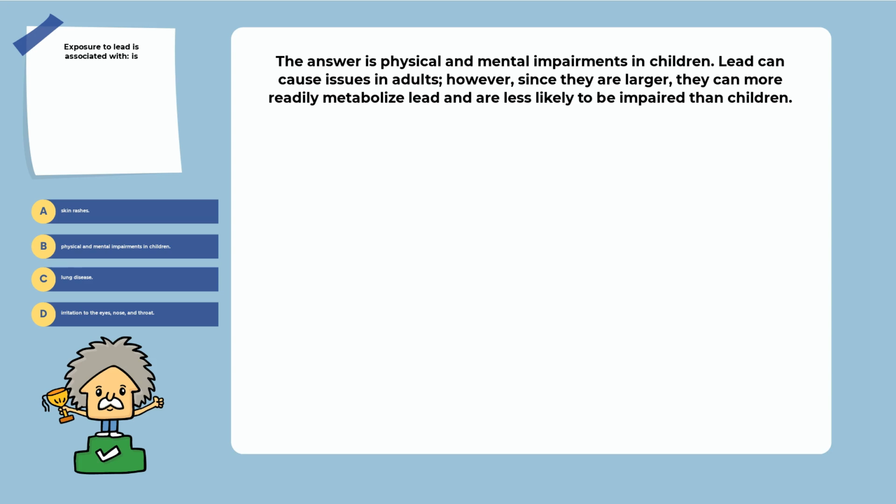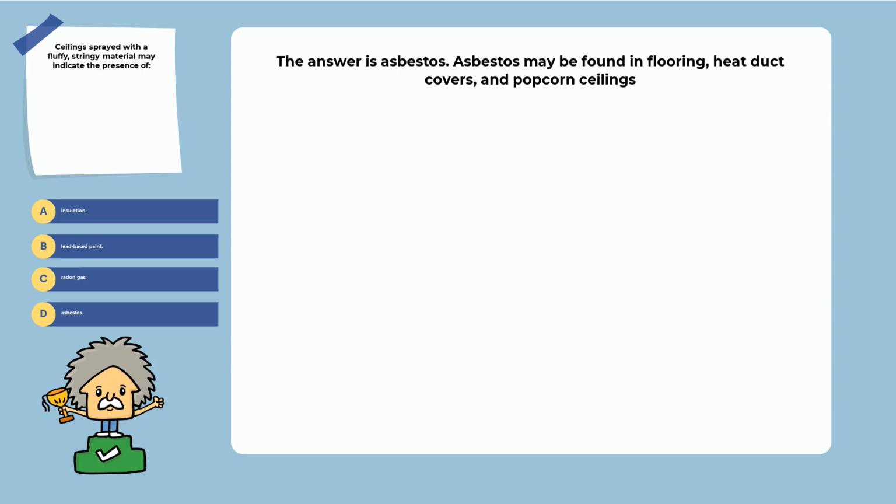Sealing spray with a fluffy, stringy material may indicate the presence of insulation, lead-based paint, radon gas, asbestos. The answer is asbestos. Asbestos may be found in flooring, heat duct covers, and popcorn ceilings.